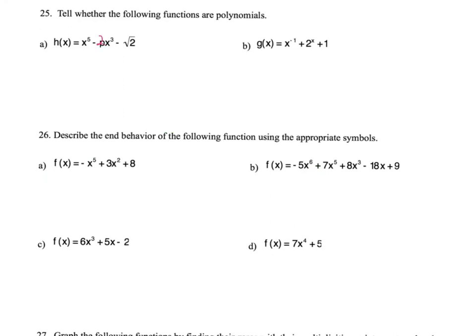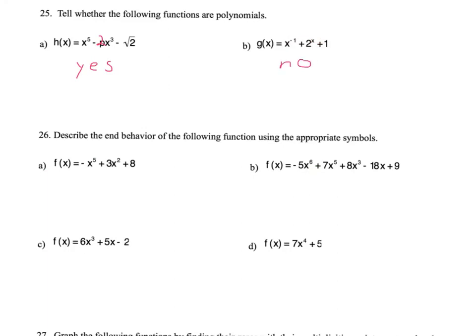And then it would have real coefficients. So yes, it would be a polynomial. And g of x is not a polynomial because of this negative 1 exponent and this variable as an exponent. So that would be a no.